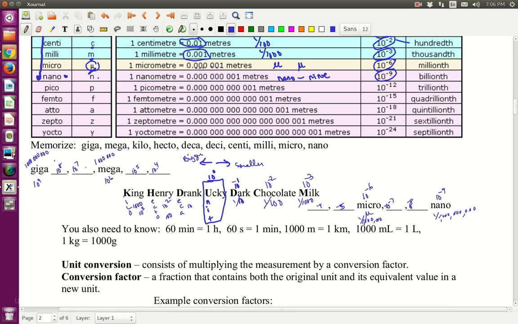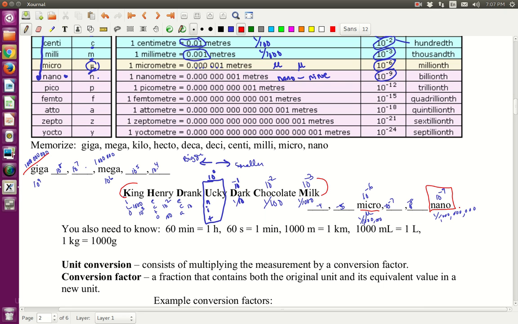So let's say them again. Giga, space, mega, space, King Henry drank Ucky dark chocolate milk, space, micro, space, nano. The most important ones to remember are these guys right here. But we will be dealing sometimes with the ones on the outskirts, micro possibly. But it's good to know the relationship. The giga is a billion, and it's the biggest one. Nano is a billionth. It's the smallest one. A nanometer is a billionth of a meter.